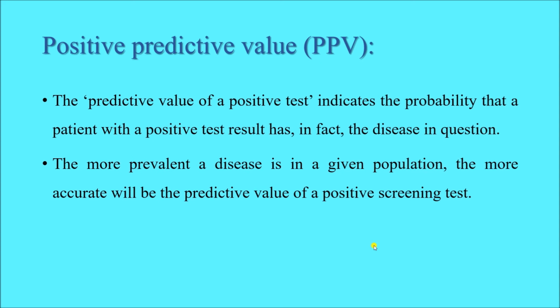Starting with positive predictive value. The predictive value of a positive test indicates the probability that a patient with a positive result has in fact the disease in question. So if a person turns out to have tested positive for any disease, what is the probability that he is actually having the disease? That is given by positive predictive value. The more prevalent the disease is in a given population, the more accurate will be the predictive value of a positive screening test. That means if the prevalence of a disease increases in a given population, the positive predictive value of the test also increases.